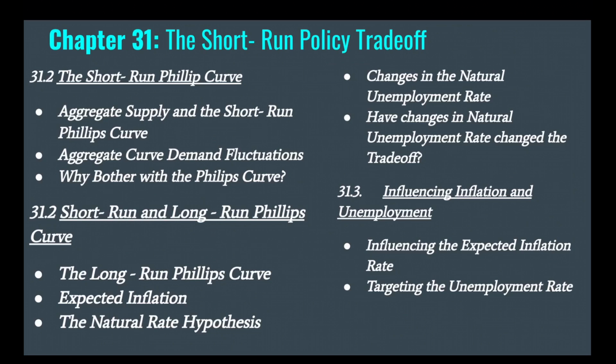31.2 Short-run and long-run Phillips curve. The long-run Phillips curve, expected inflation, the natural rate hypothesis, changes in the natural unemployment rate, do changes in the natural unemployment rate change the trade-off? 31.3 Influencing inflation and unemployment. Influencing the expected inflation rate, targeting the unemployment rate.